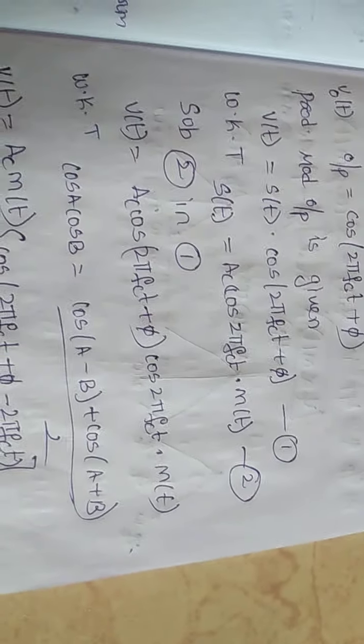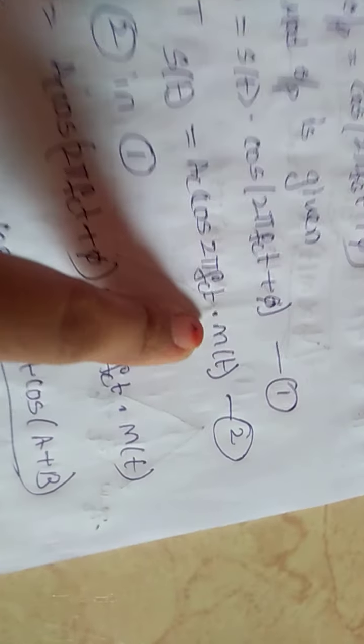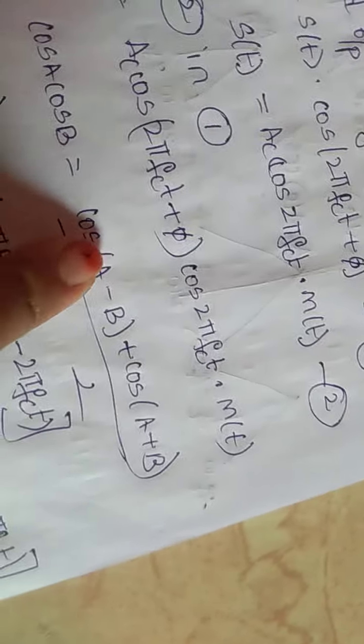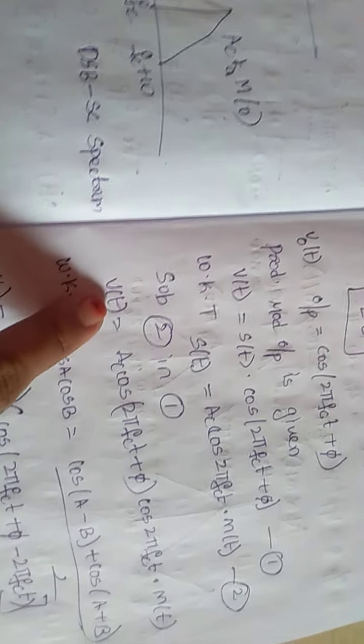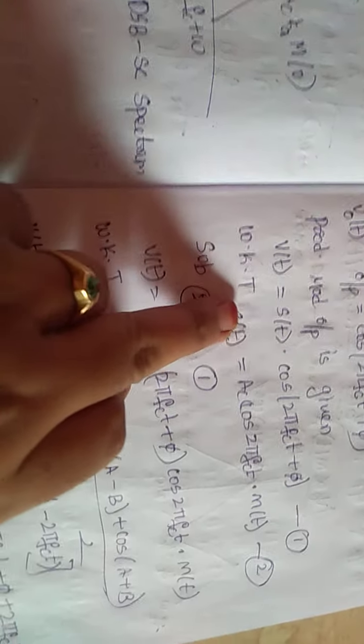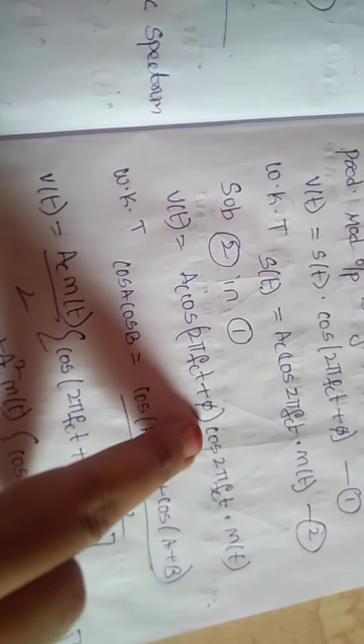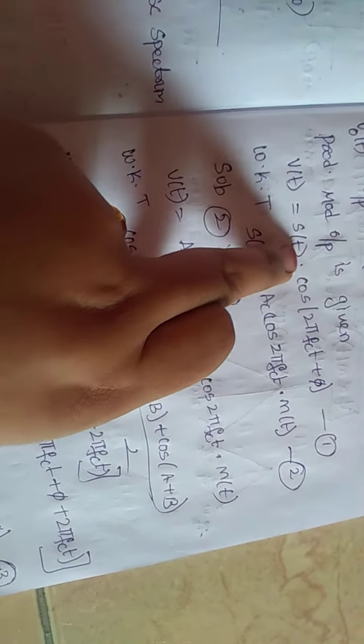Now substitute this second equation in the first, where there is V of t. V of t is equal to S of t into this one. So what is the S of t value? Ac cos 2 pi fc of t into M of t. In this I have substituted this value.